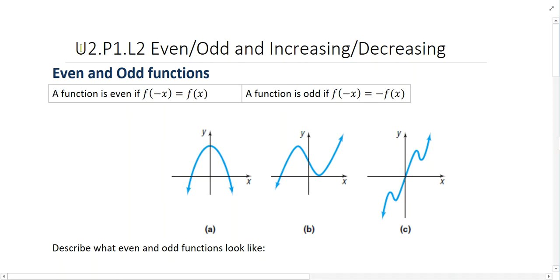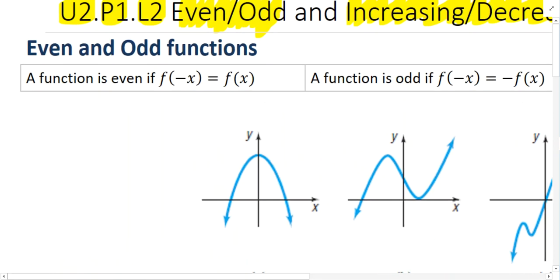In this video, I'd like to run through the notes for Unit 2, Part 1, Lesson 2 of our college algebra class. And in this set of notes, we're going to be discussing what it means to have a function that is even or odd, and when functions are increasing or decreasing. We'll talk about what that means too.